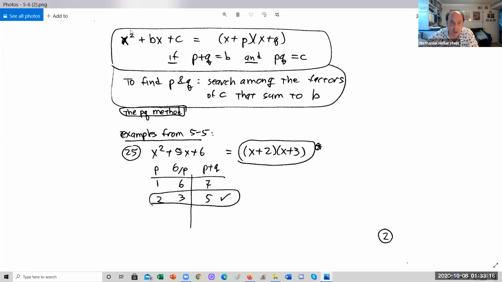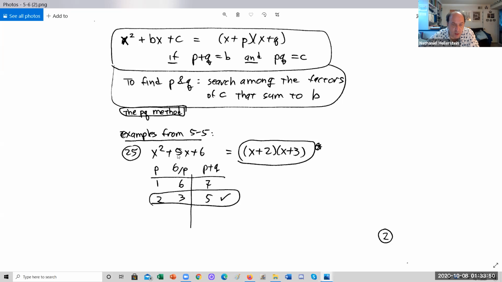x times x is x squared, that checks. px plus qx, that has to be bx, therefore p plus q is b. And p times q, that has to be c. So you can factor this if we can find numbers p and q whose sum is b, the middle coefficient, and whose product is c, the final coefficient. To find them, one way is to search among the factors of c to see which ones sum up to b. For example, x squared plus 5x plus 6.